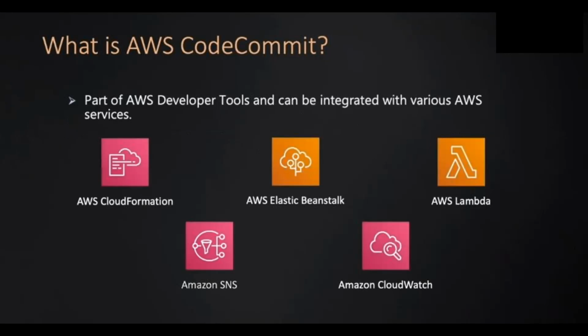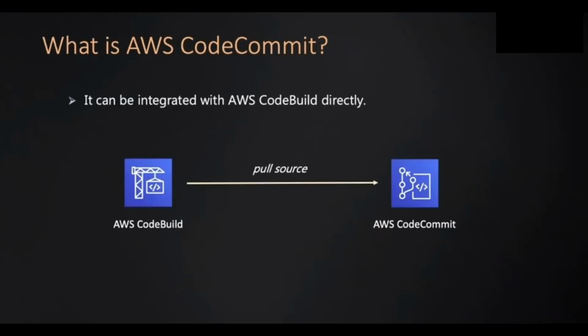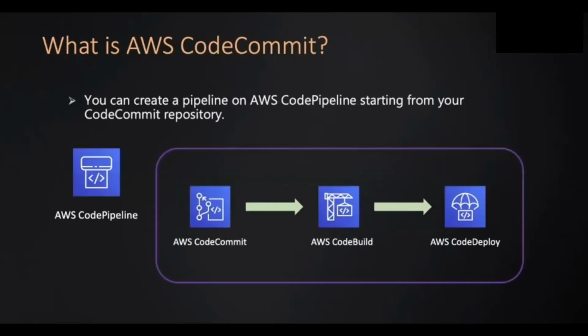So these are the different kinds of services that it can work with. It can be integrated with CodeBuild directly. So once you commit the code in CodeCommit, it goes to build, where the build task is performed. You generally maintain a separate build server, and the build can pull the source and try to build the application.